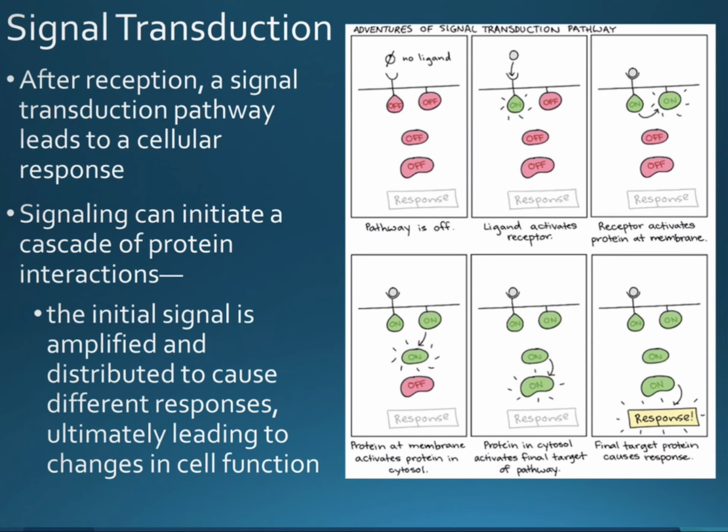So signaling can initiate a cascade of protein interactions. That initial signal is amplified and distributed to cause different responses, ultimately leading to changes in cell function, so that the cell can do something and respond to whatever signal it got.